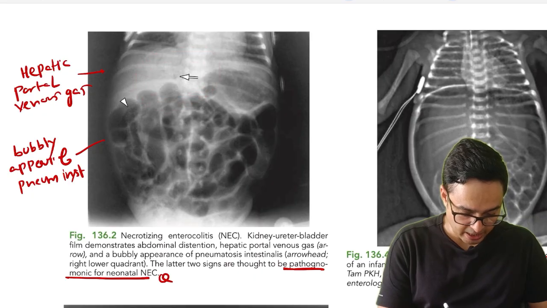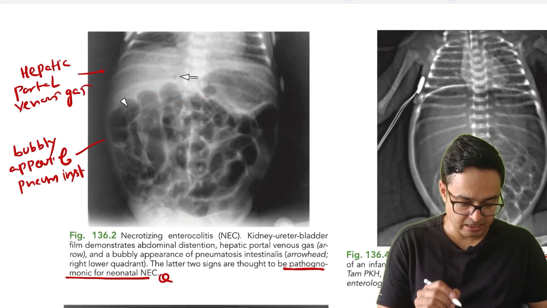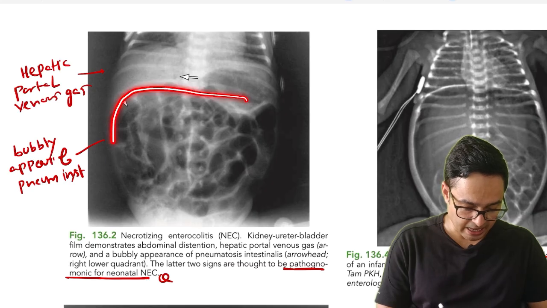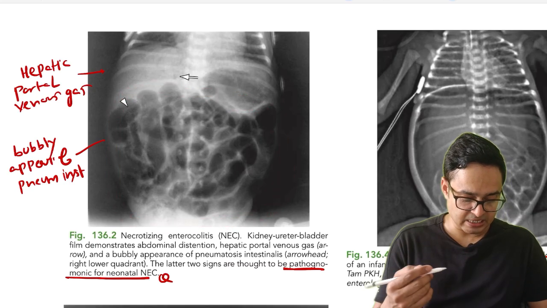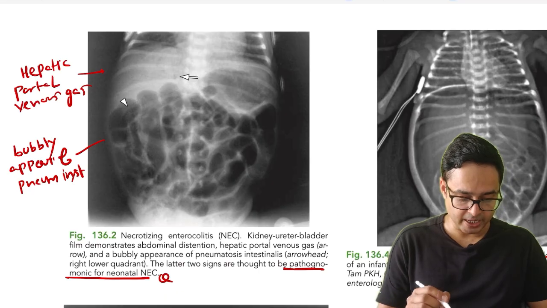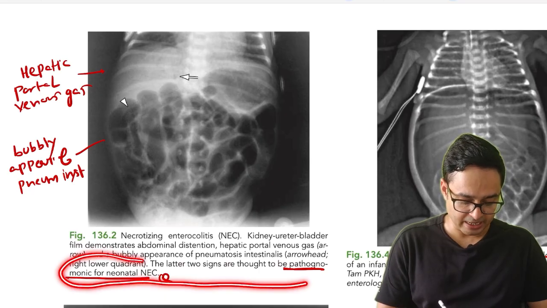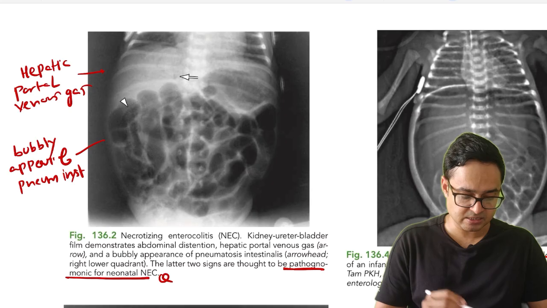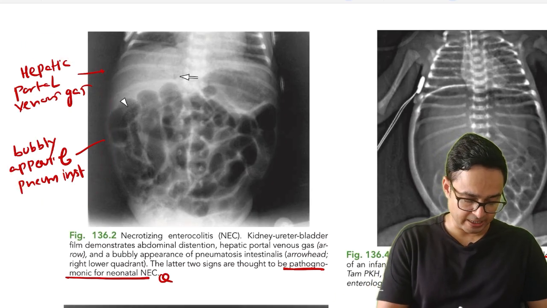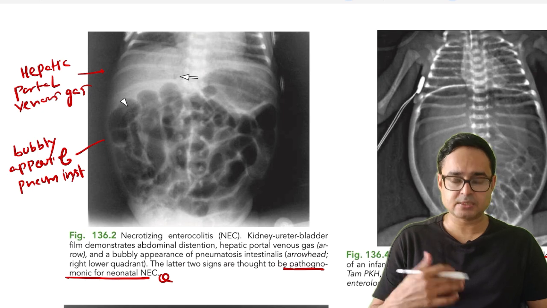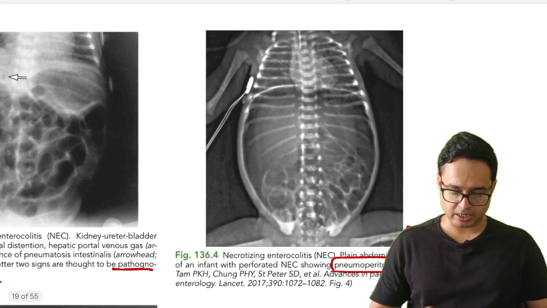So you are able to identify here, this is hepatic portal venous gas, and this is the bubbly appearance of stomach in pneumatosis intestinalis. These two findings are pathognomonic of NEC. So it can be asked, what are the pathognomonic findings of NEC in X-ray? These are the two findings in this X-ray that can be asked. Bell staging can be asked according to this.